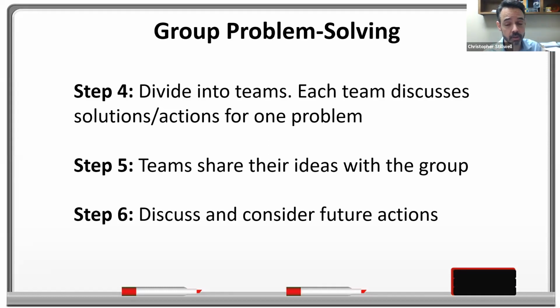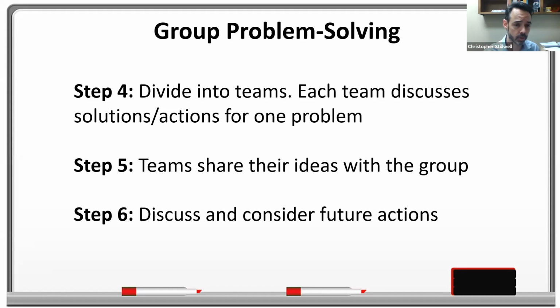Maybe longer, it depends. But after that time has passed, it will be time for the teams to go to step 5, where they share their ideas with the group. As they share, the group is listening, and once the team finishes presenting, everyone else can respond. Naturally, there will be a discussion where we can seek consensus among the teachers about what kinds of solutions we feel are appropriate for our school. And we can talk about future actions. Is there anything that we need to do in the future as a school?